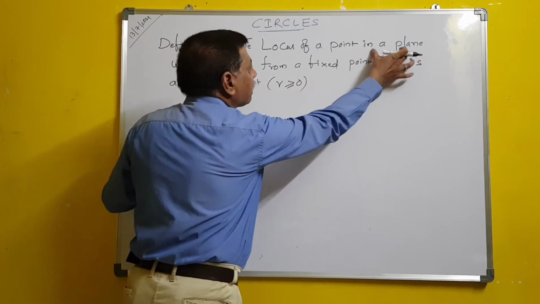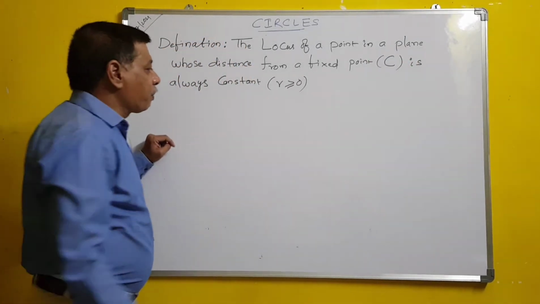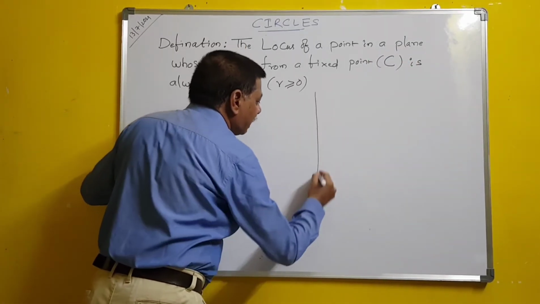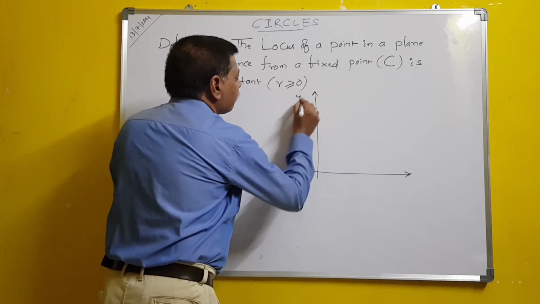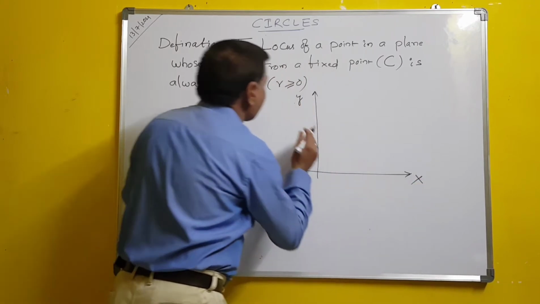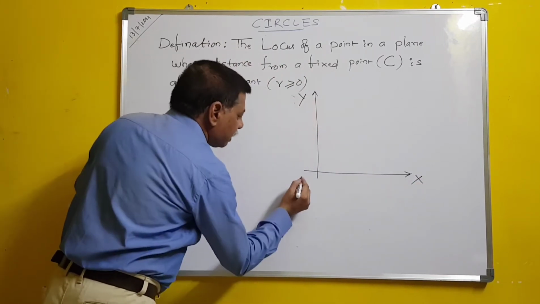So here, obviously, we have to take the plane, the xy plane. Since a circle is a two-dimensional figure, I have taken the xy plane. This is my y-axis, this is my x-axis, and this is my origin.